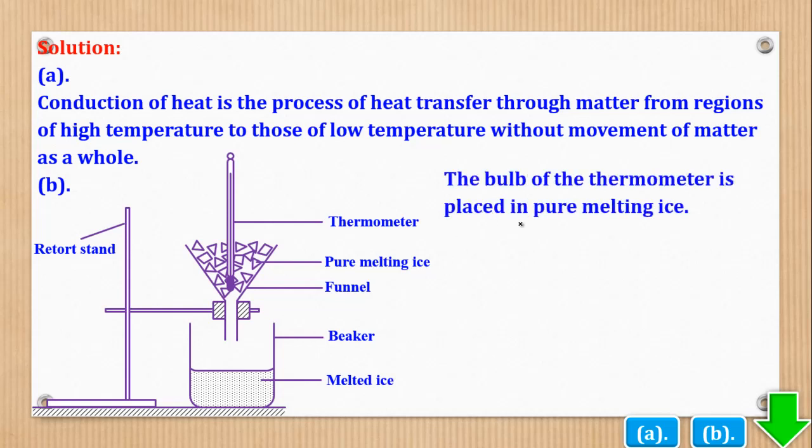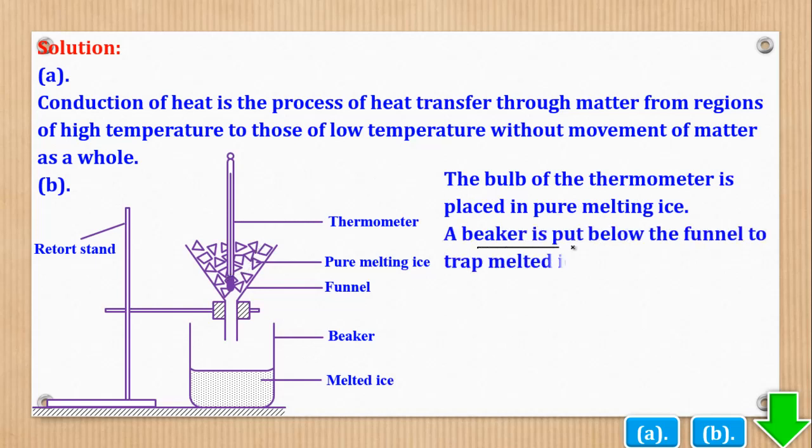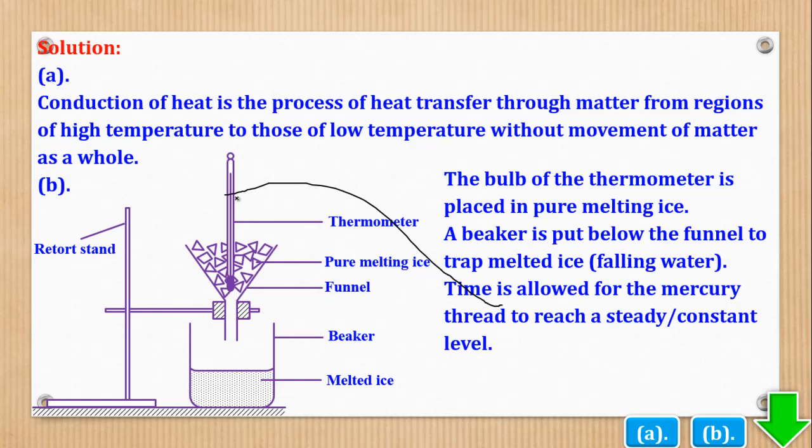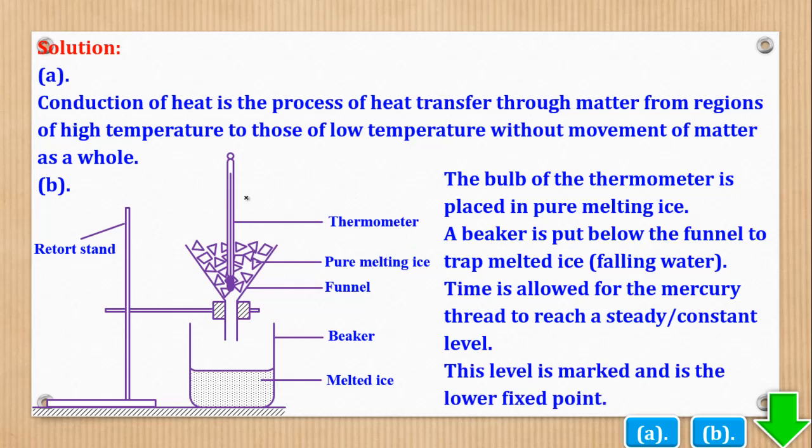So just start and say that the bulb of the thermometer is placed in pure melting ice. That is the bulb. Then a beaker is put below the funnel to trap melting ice. Time is allowed for the mercury thread to reach a steady level for the reading of the thermometer to be stable. So this level is marked and is the lower fixed point. So you have now got the lower fixed point, but remember we need the upper fixed point.